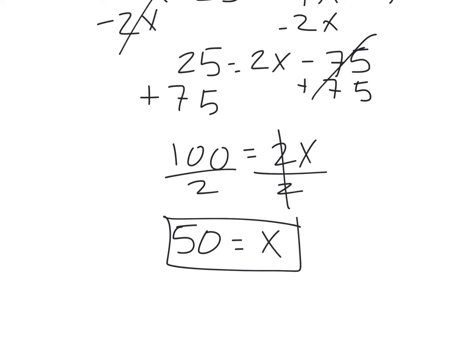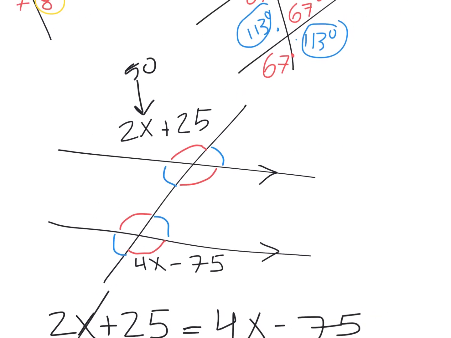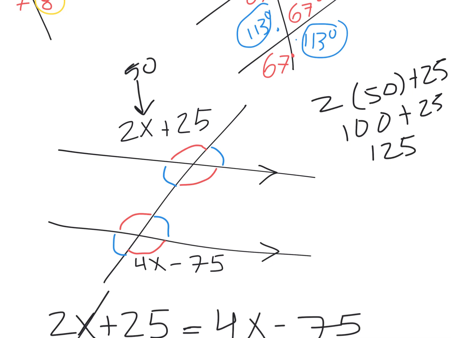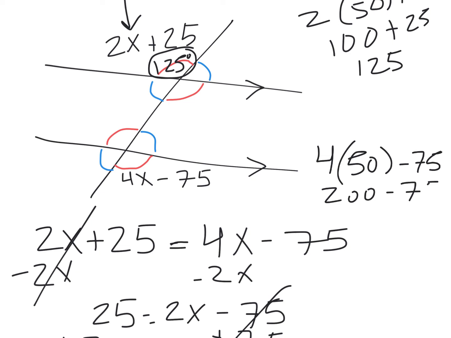Now we could use that, x equals 50, and plug it in wherever we see x up here. So if I were to plug in 50 for x here, I would have, let's do it on the side here, 2 times 50, plus 25. 2 times 50 is 100, plus 25 is 125. So both of these angles should be 125 degree angles. Let's double check this bottom one and see if that works. Well, I'm going to put in 50 for x, so I have 4 times 50 minus 75. 4 times 50 is 200. 200 minus 75 is 125. So that worked in both cases.